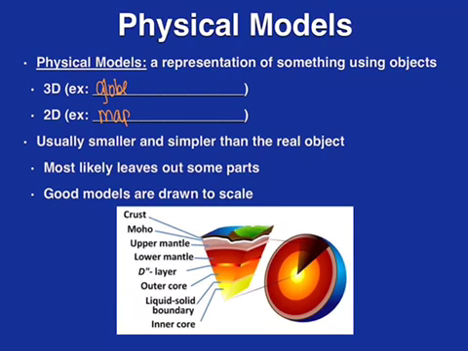So this photo or diagram shows you a model of the interior of the Earth and all the different layers: the crust, the moho, upper mantle, lower mantle, outer core, and inner core. And all of those things we'll talk about in a few chapters.